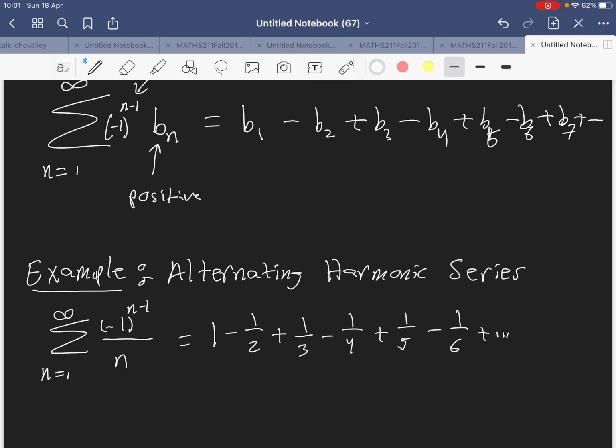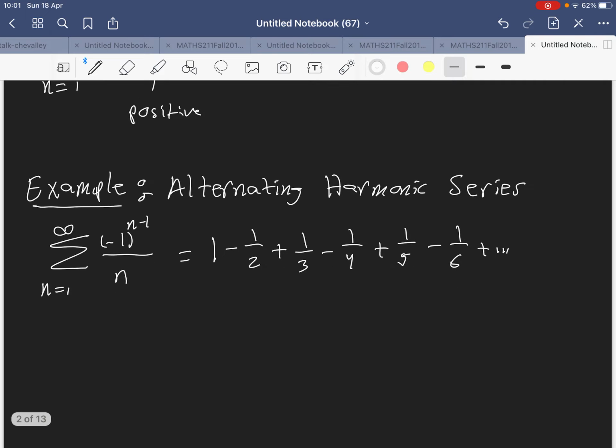So just be careful of having this negative 1 to the n. Sometimes it's negative 1 to the n. Sometimes it's negative 1 to the n minus 1. Sometimes it's negative 1 to the n plus 1. So it has different formulas, but the way you check is to expand a few terms and see: is it plus minus? You will make sure that, yes, this is an alternating one. So this is the alternating harmonic series.